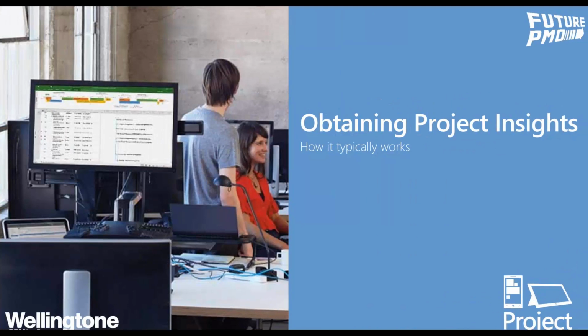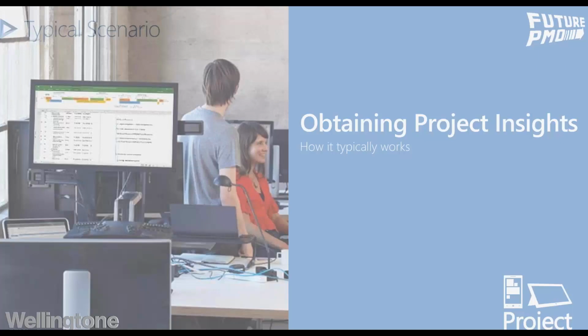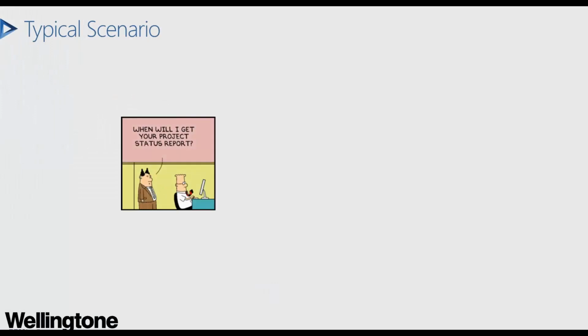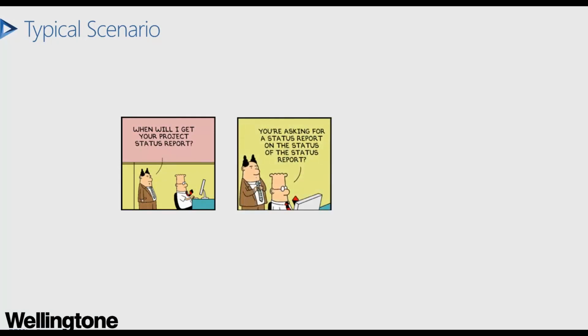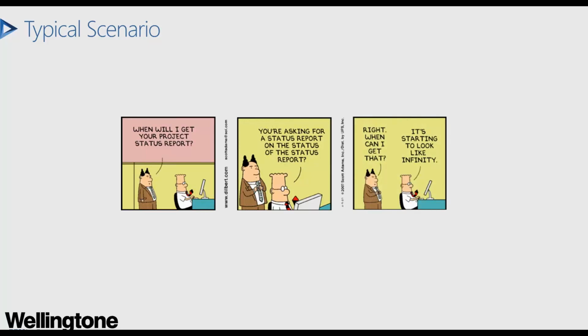So let's have a look at a couple of examples of how project visibility is normally requested or provided and see if you can relate to this. To kick off, let's have a look at this excellent Dilbert comic that I came across. So when will I get your project status report? You're asking for a status report on the status of a status report, and so on and so on. And I think this probably sums up at a high level the daily conversations that are taking place within a wide array of organizations where there's no centralized view that rolls up project KPIs automatically.